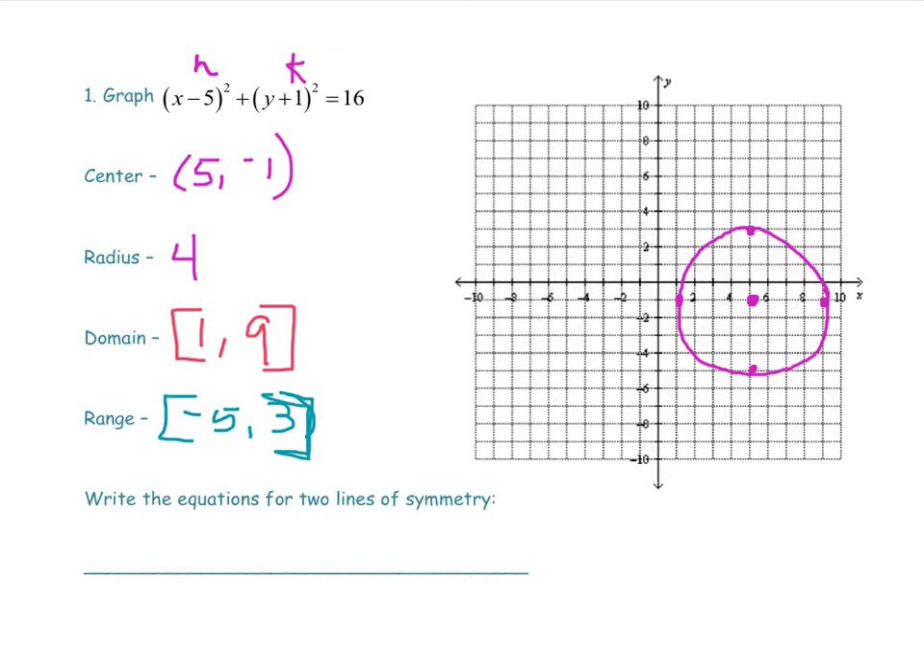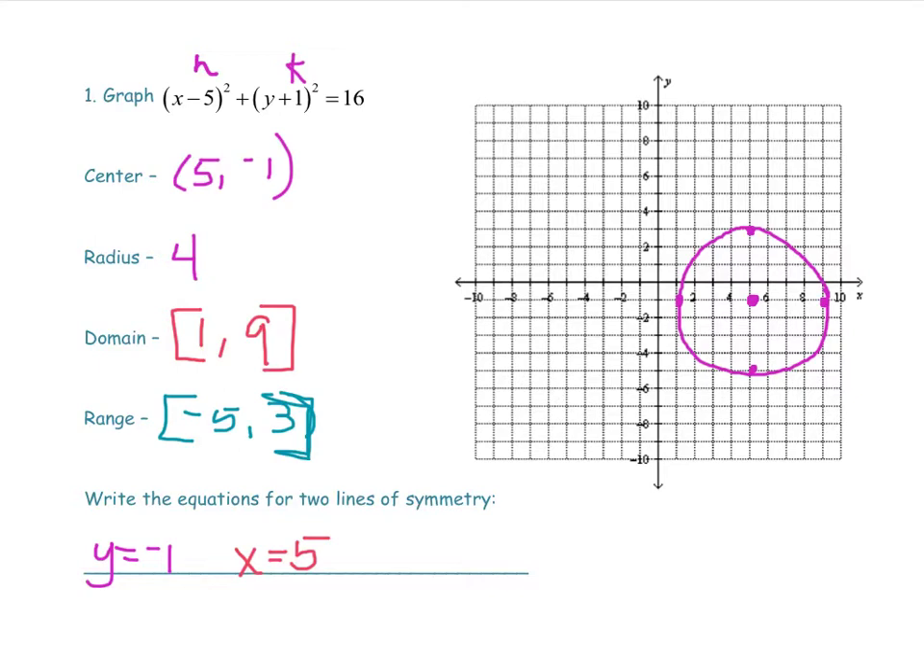Now let's write equations for two lines of symmetry. Okay, well first let's do a horizontal one. And this would go through the y-axis where y equals -1. So we could say y equals -1. That would be an axis or line of symmetry. Now let's do a vertical one. Now remember, it has to go through the center. And where does this one go through the x-axis? Where x equals 5. So this one would be x equals 5.